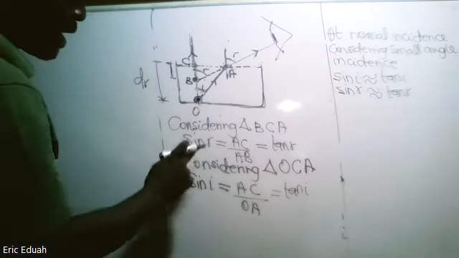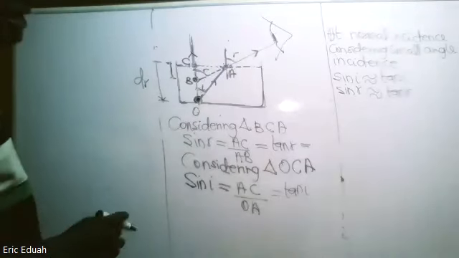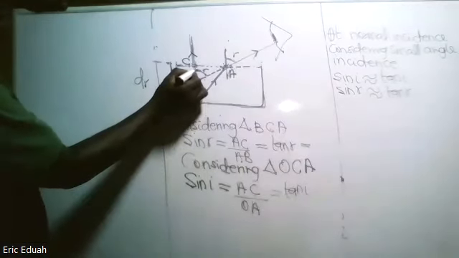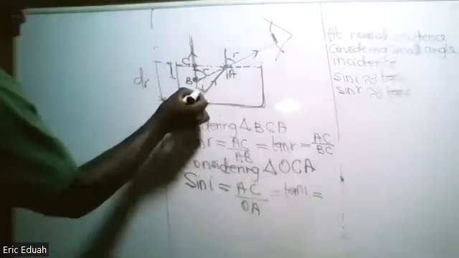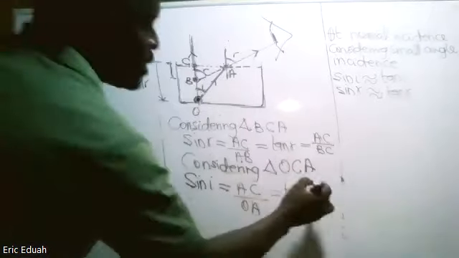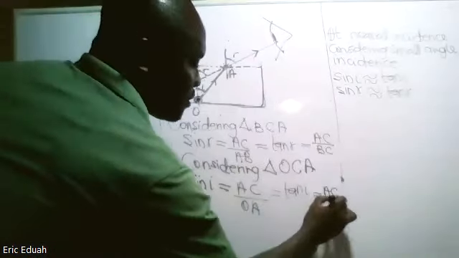So if sine R is equal to tan R, from the same triangle BCA, let's look for tan R. Tan R will be opposite, which is CA or AC, over the adjacent, which is BC. And tan I will be equal to the opposite, which is still AC or CA, over CO.